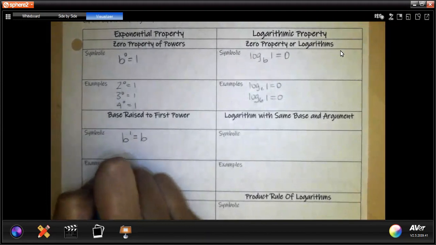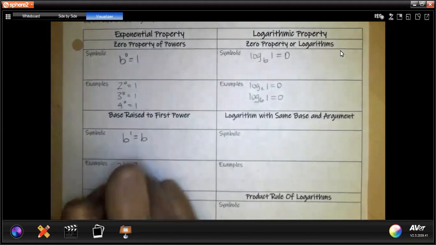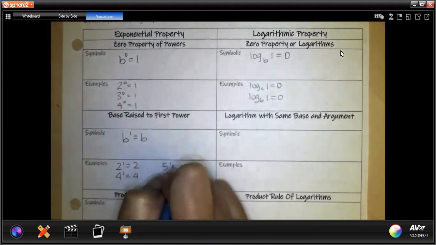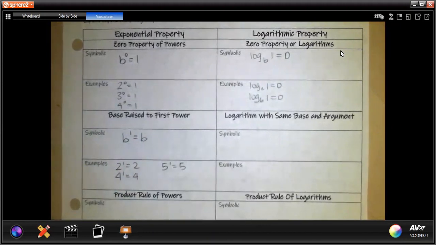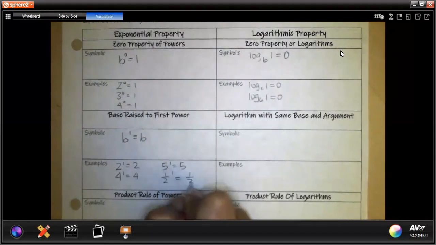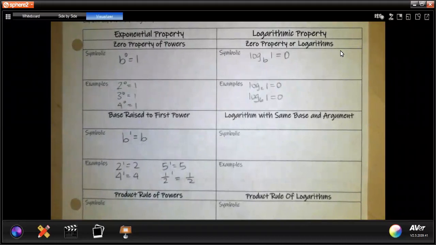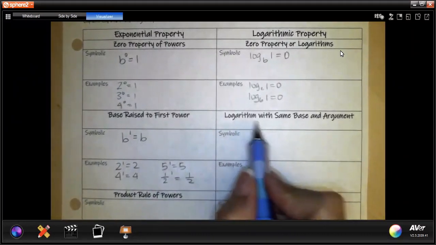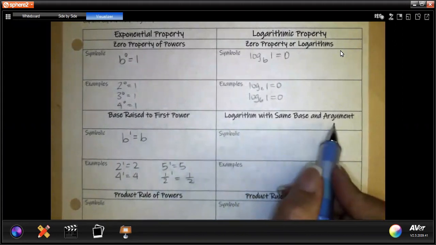In this case, 2 to the first would be 2, 4 to the first would be 4, 5 to the first would be 5. So whatever the base is, that is what our answer is going to be. That means even a fraction: 1/2 to the first power is 1/2. Its matching logarithmic property is the logarithm with the same base and argument.